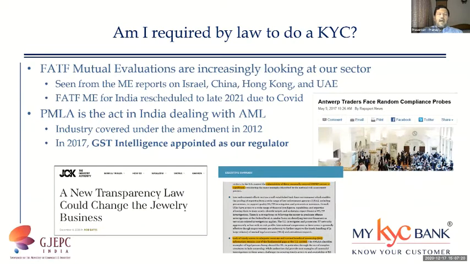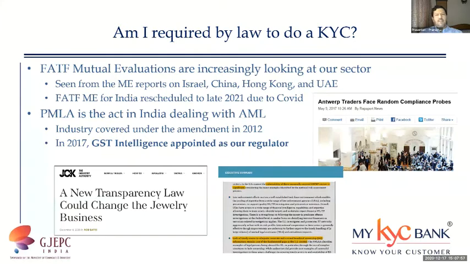So FATF only gives guidelines and individual countries actually make the necessary laws. And FATF periodically evaluates those countries. If you look at the evaluations from Belgium, from Israel, from China and Hong Kong, you can see that in these evaluations, our sector is starting to become more and more a part of the focus. The initial few years of the FATF were more focused on the financial industry, but as the industry has come into shape, more and more attention is being given to our sector.